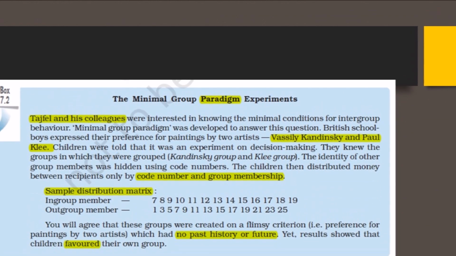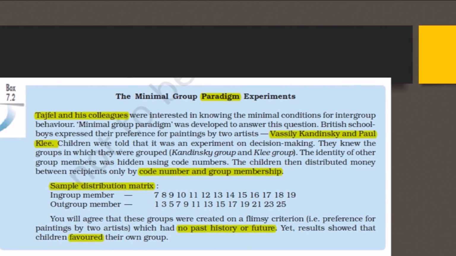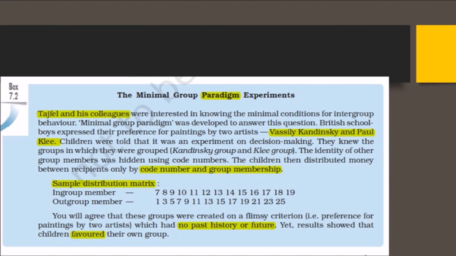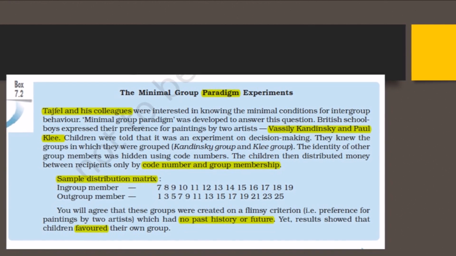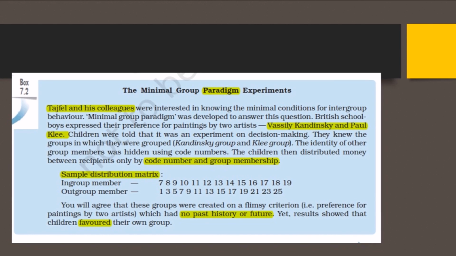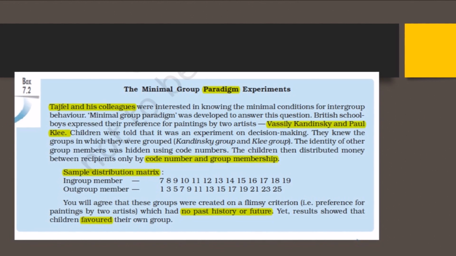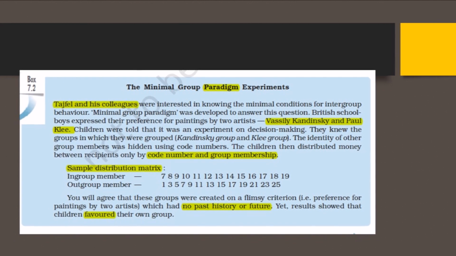The minimal group paradigm experiments. The minimal group paradigm, developed by Henri Tajfel, explores the minimal conditions for intergroup behavior. In one experiment, British schoolboys were divided into groups based on their preference for paintings by 2 artists. Despite the arbitrary basis for grouping, the boys favored their own group in distributing resources. This showed how even trivial distinctions can lead to favoritism and bias.